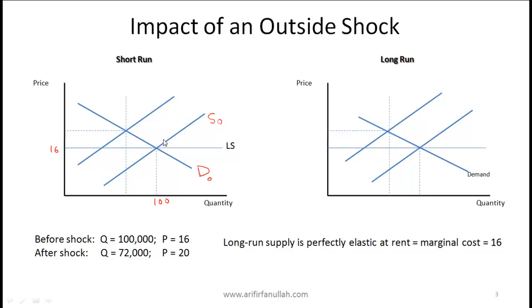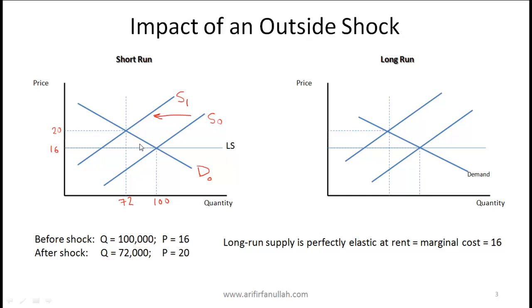So the supply of housing units will shift to the left. So the supply moves from S naught to S1. The supply has decreased. When the supply decreases, what happens to the equilibrium quantity and price? It moves to this point over here. At this point, the price will be higher, which is 20, and the quantity is lower. Let's say that the quantity is now 72,000. Higher price, lower quantity. So this is our situation in the short run.